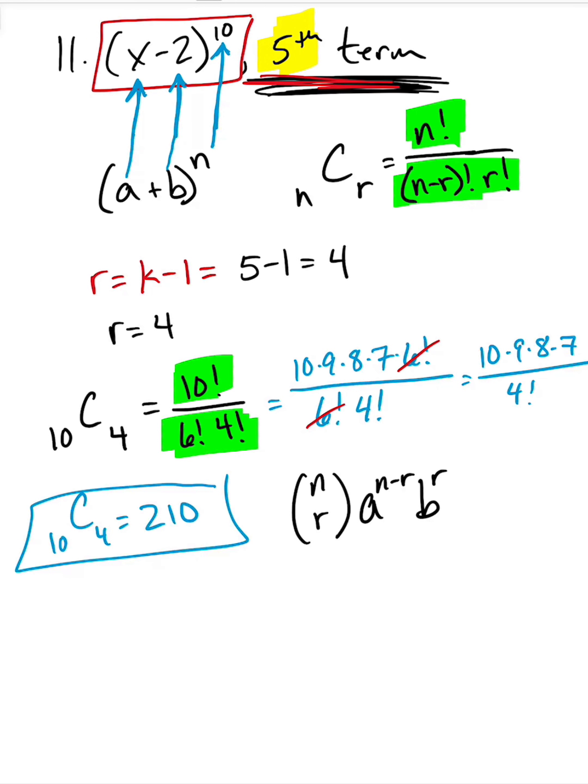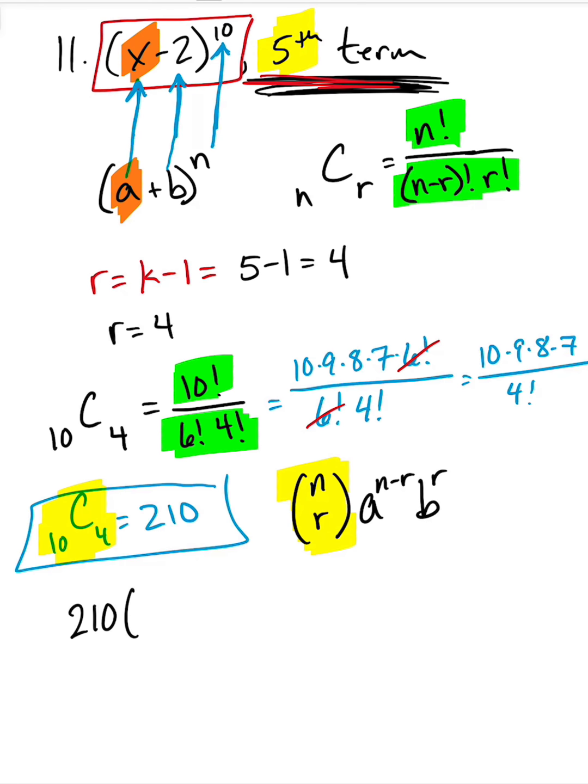So all right, what I have here then is n choose r. Let me highlight that. Remember, this is what I just did here, right? So I can replace n choose r with 210 as my coefficient. And then my a term, if you recall back to what I have up here in orange, my a term is x.